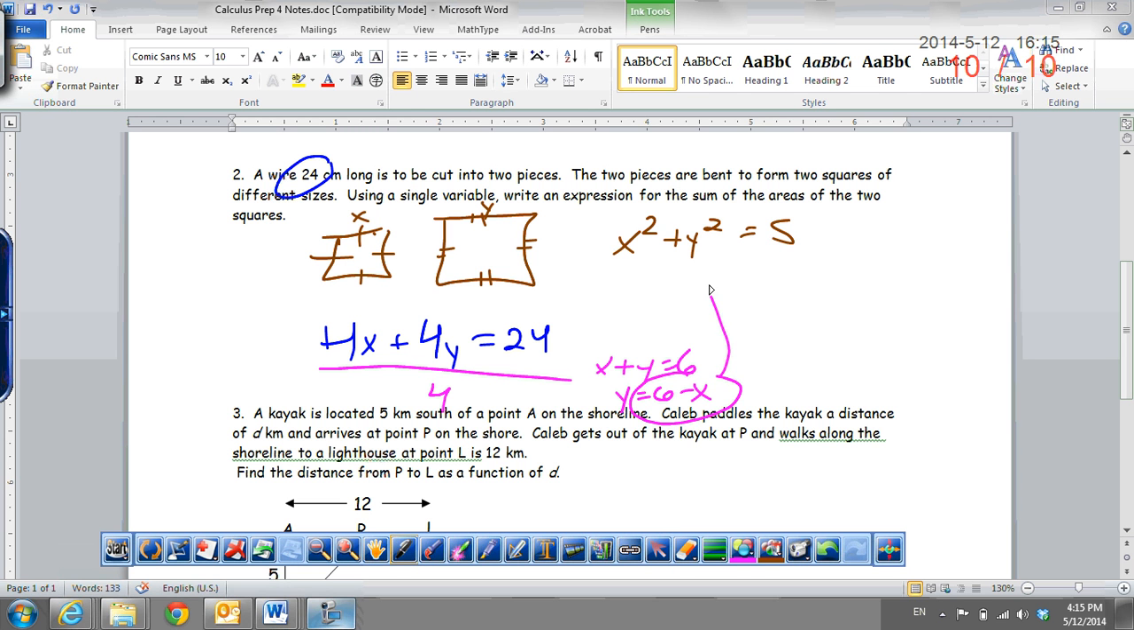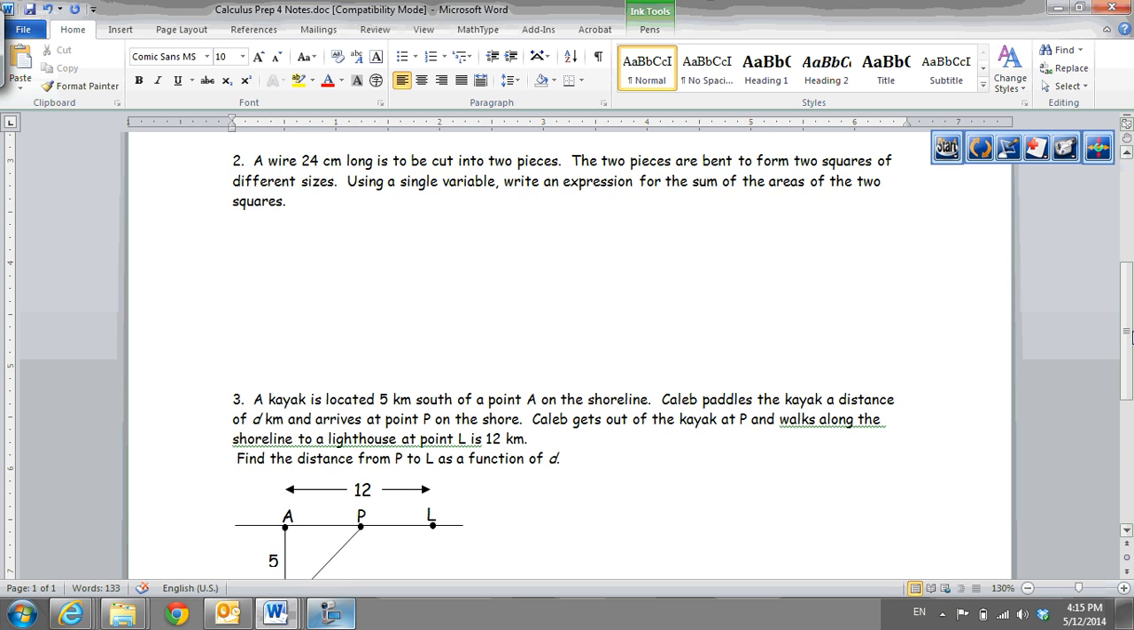I'll solve for y. It actually does not matter. And I'm going to take that and put it right there, and then I'll get my one variable. So I have x squared plus (6 minus x) squared equals S. I have my one variable. I have everything expressed as a sum. We're good to go. One more.